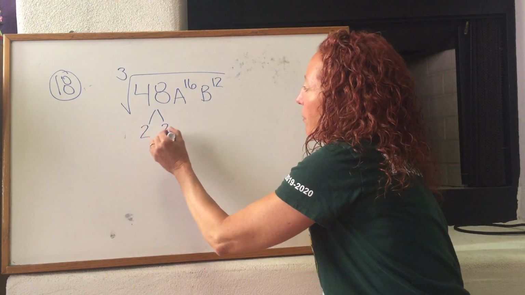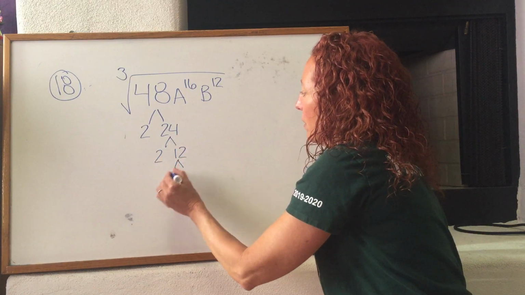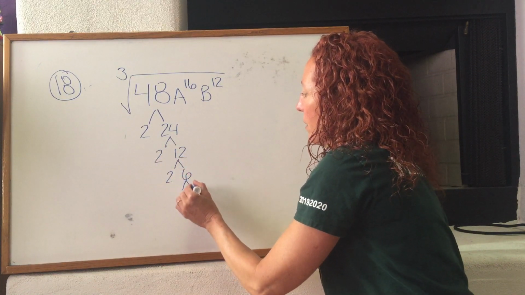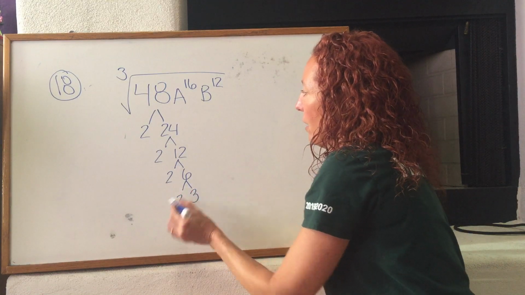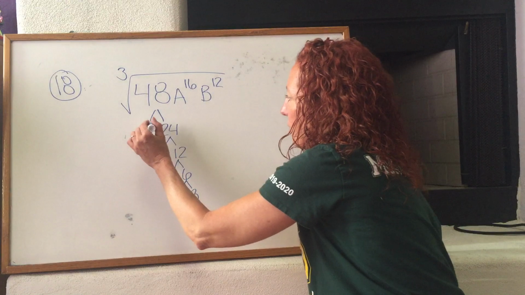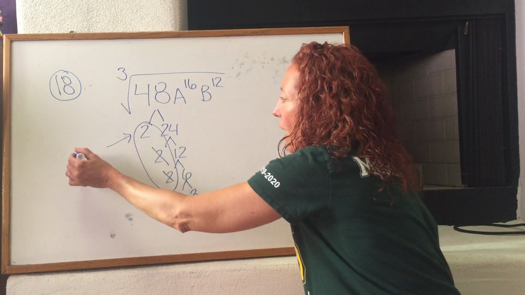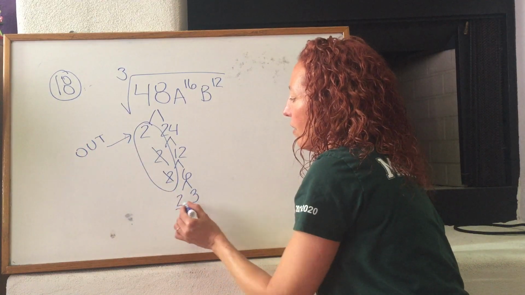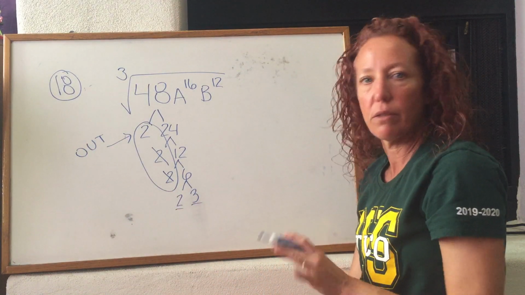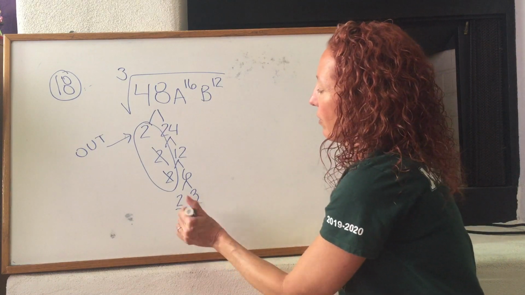So 2 and 24, 2 and 12, 2 and 6, 2 and 3. You have 4 2's. You only need to circle 3 of them. It doesn't matter which 3 you pick. And 2 of those cancel, so that 2 breaks out of the radical. These two do not have anybody to buddy up with, so they're stuck underneath the radical.